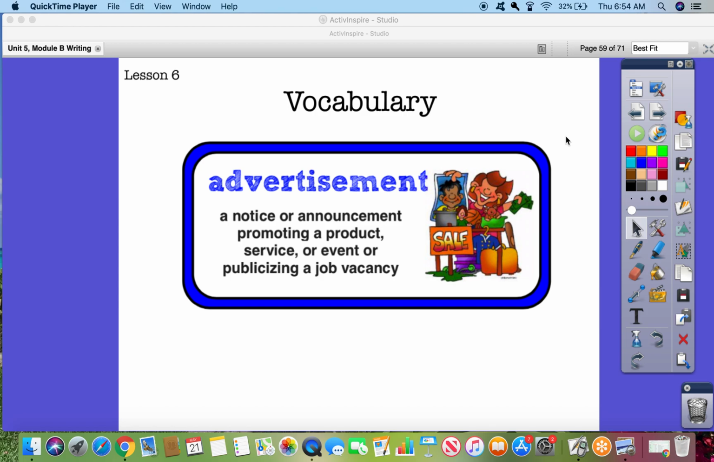Our vocabulary word for this lesson is advertisement. An advertisement is a notice or announcement promoting a product, service, or event or publicizing a job vacancy. So advertisements we can see in the newspaper, in magazines, on billboards, or even on TV. Television commercials would be advertisements.